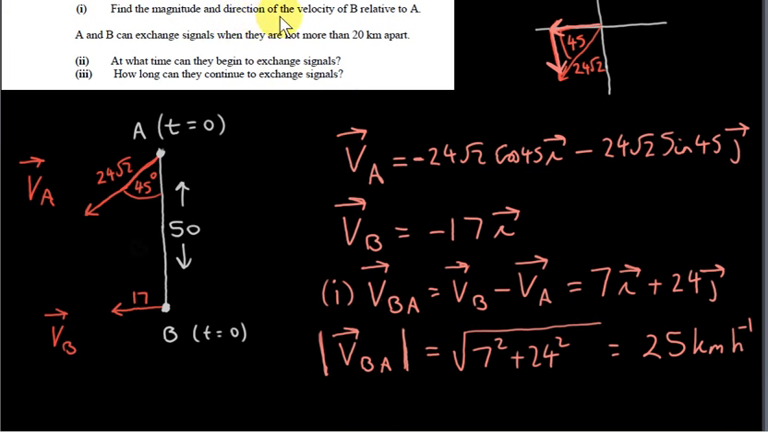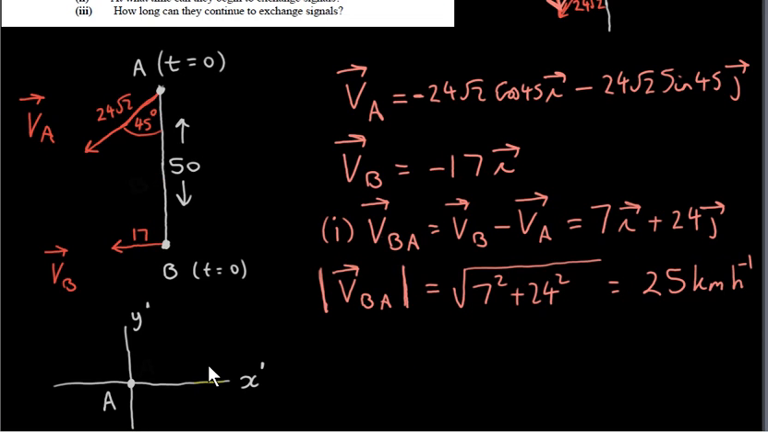Now, we also want the direction of the velocity of B relative to A. The axes x prime, y prime are moving with ship A, so where A is at the origin of these moving axes. So B appears to be moving with this velocity here. So I will show VBA on this diagram. Its I component is positive, J component is positive, so it looks something like this. This is VBA.